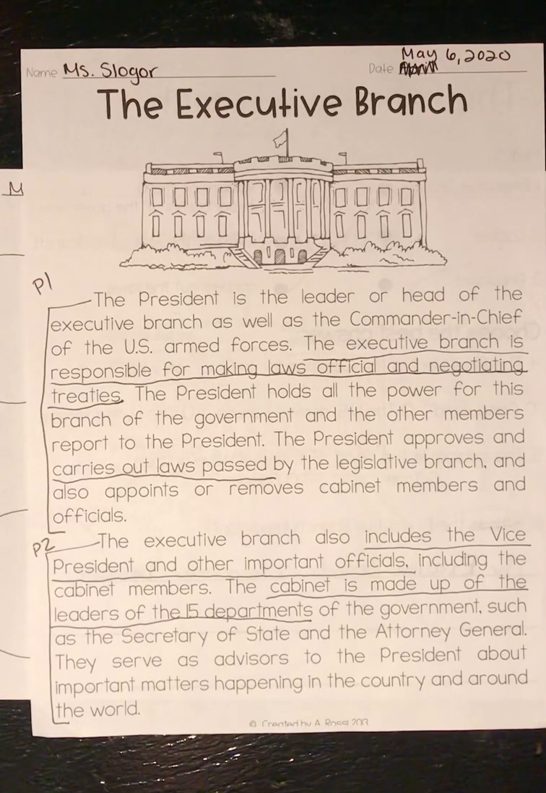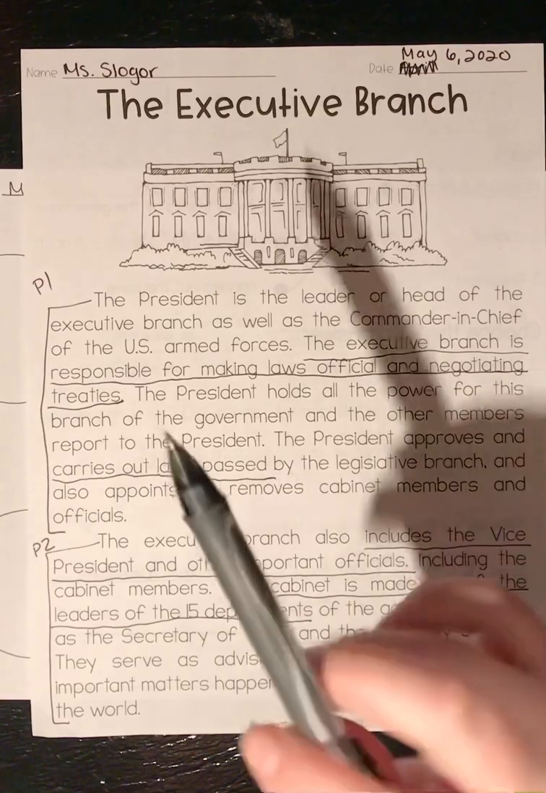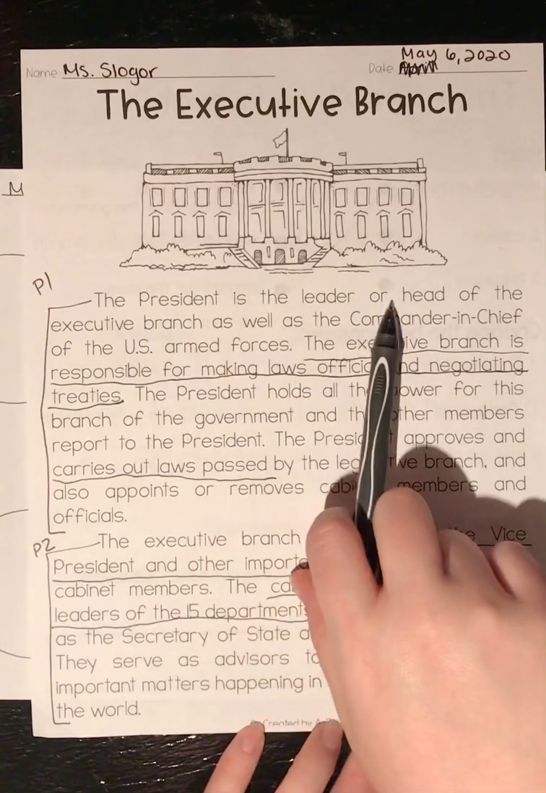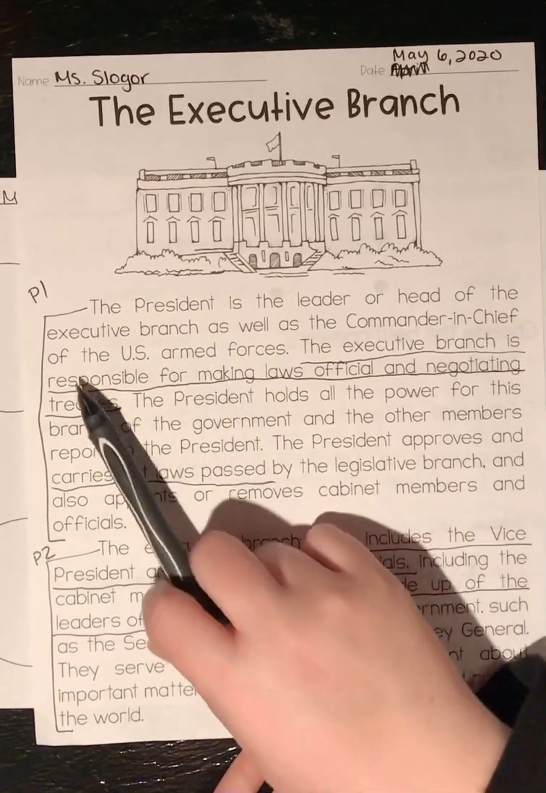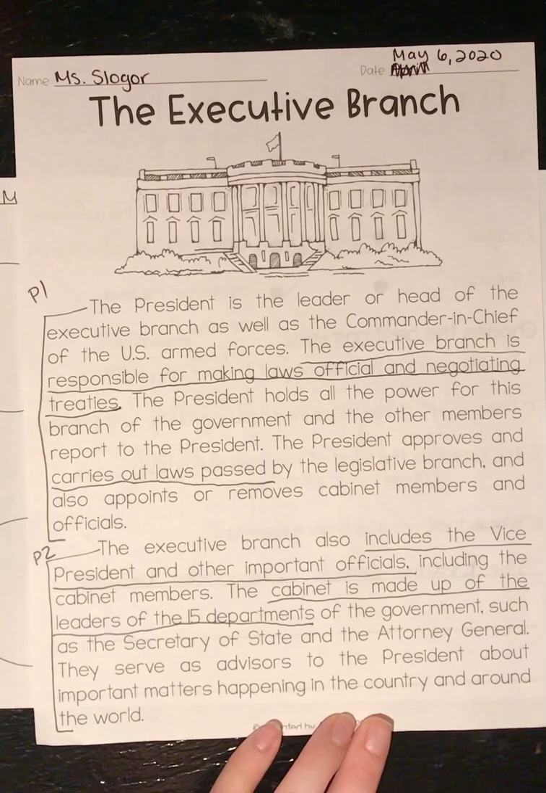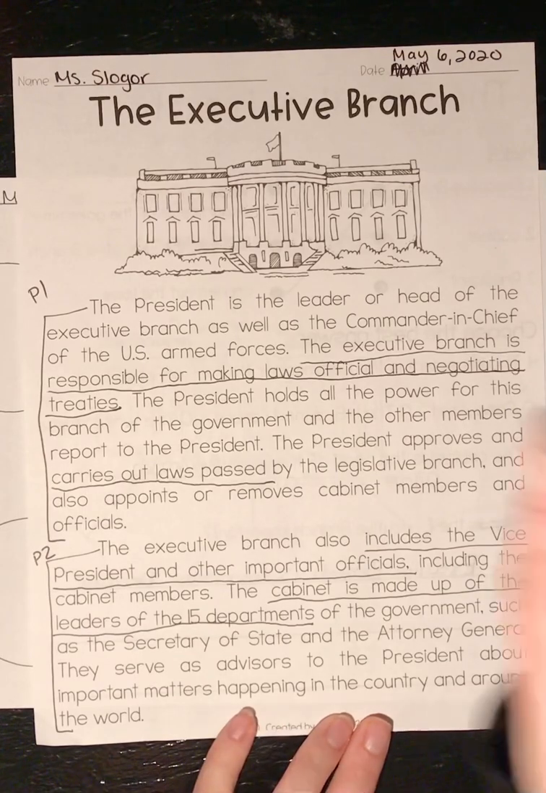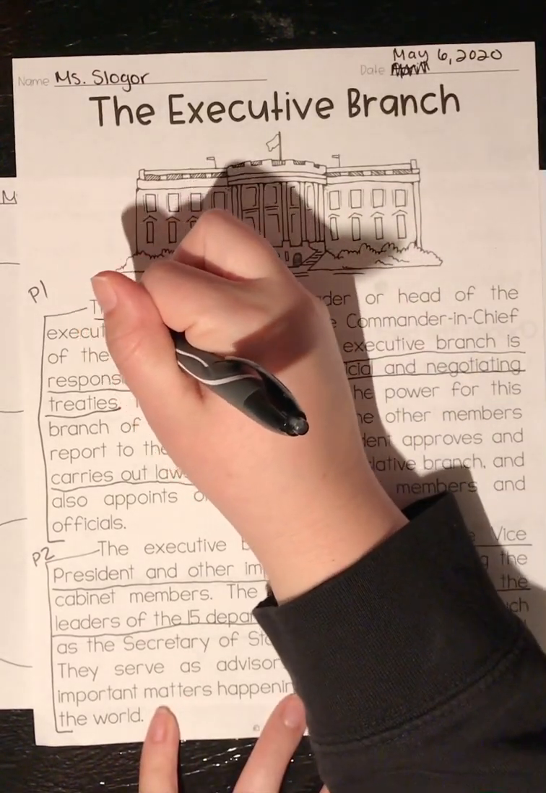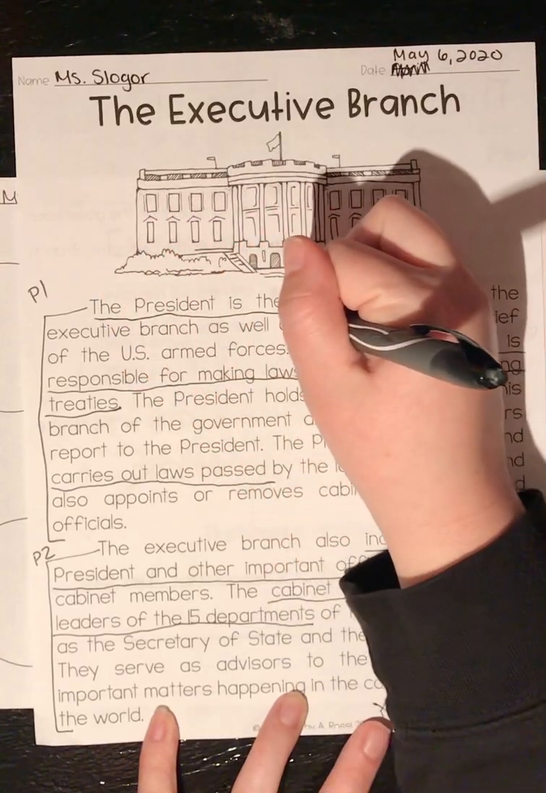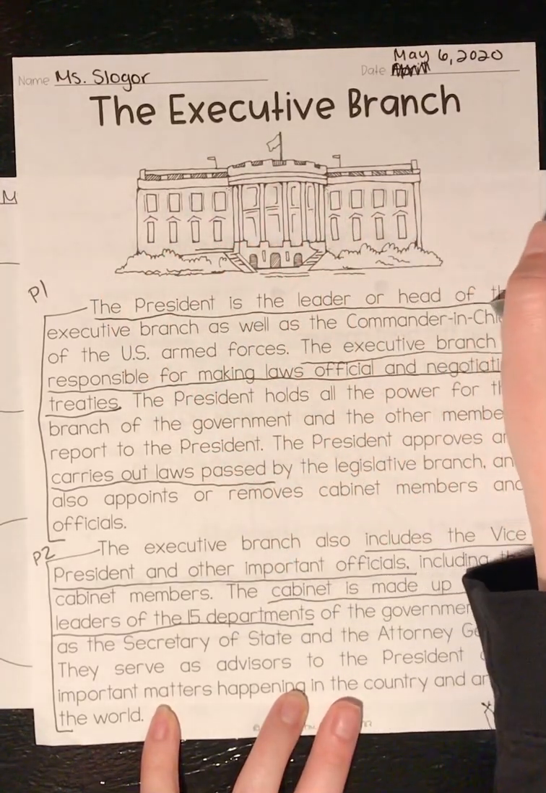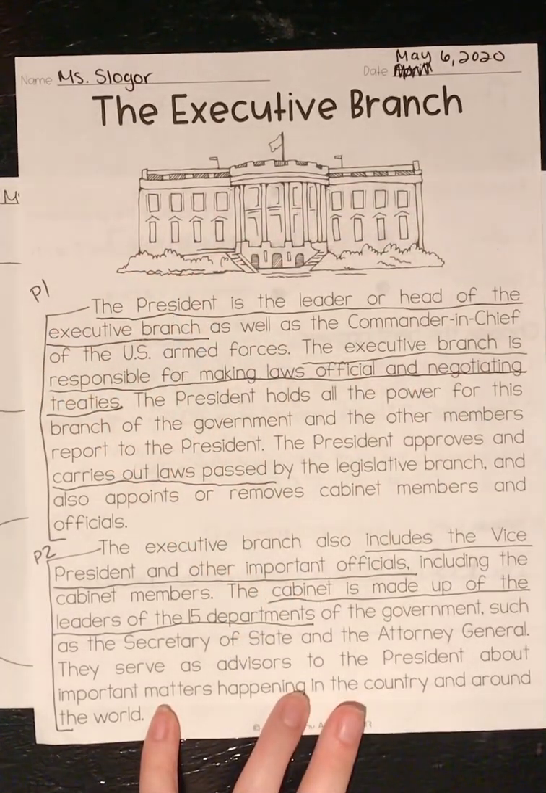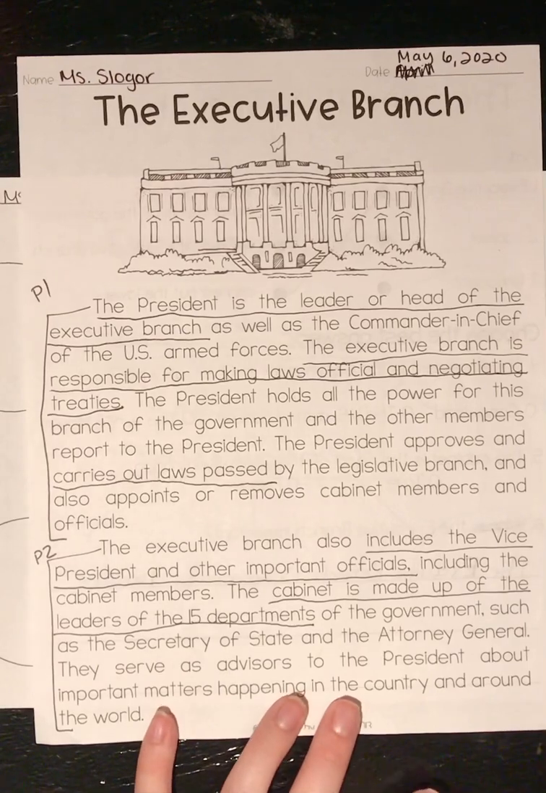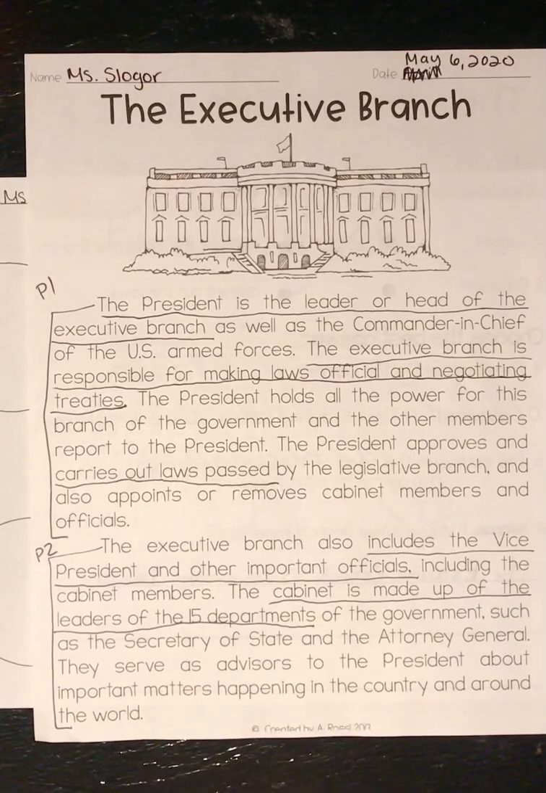But I will read for you both paragraph 1 and paragraph 2. The president is the leader or head of the executive branch, as well as the commander-in-chief of the U.S. Armed Forces. So Ms. Sloger thinks that is important information, so I'm just going to go ahead and underline it. This is all you're going to do as Ms. Sloger reads. You could do it as Ms. Sloger's reading, or you can do it as you read it, because you're going to have to read through it once on your own anyways. And then when Ms. Sloger goes to her chart, she's going to pull that out and just write it in.